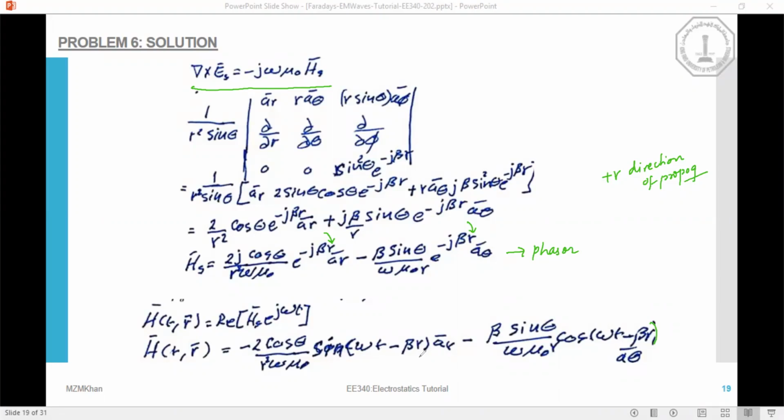That's why you have cosine omega t minus beta times r. And here you have sine, and the sine is coming because of this j. Okay, so you can go and check this one.